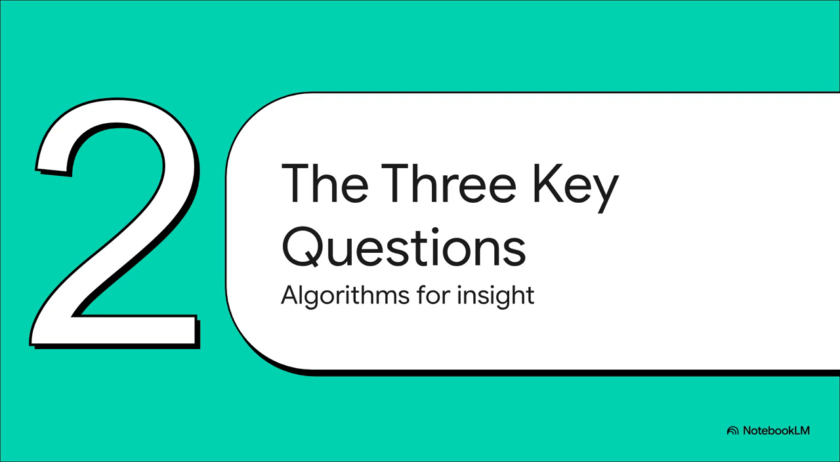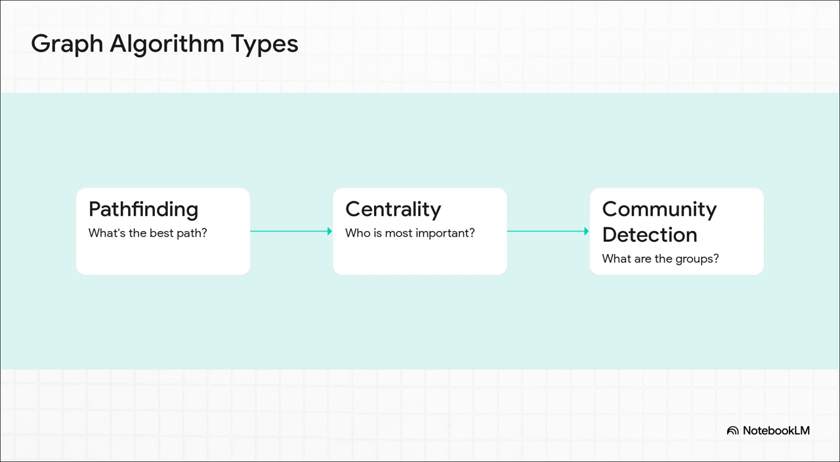So once we have this map, this graph, we can start asking it some really, really powerful questions. And to do that, we use something called graph algorithms. Think of them like recipes for getting specific, juicy answers out of our network. And most of these powerful recipes fall into three main categories.